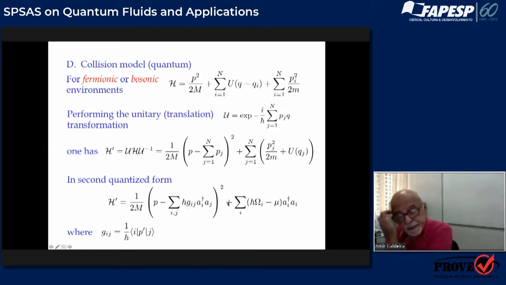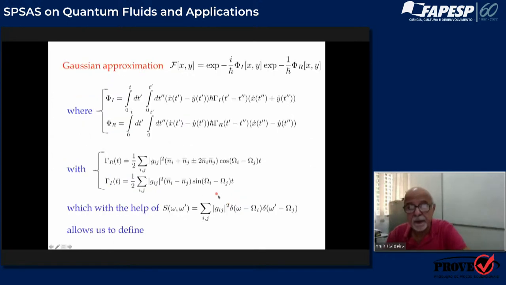And once we do that, again, it's not so simple as the former one, but now we have to play with coherent states for bosons or fermions, and then we can find, again, the influence functional, and we can perform some sort of Gaussian approximation for the external particle moving in these bosonic or fermionic bounds.